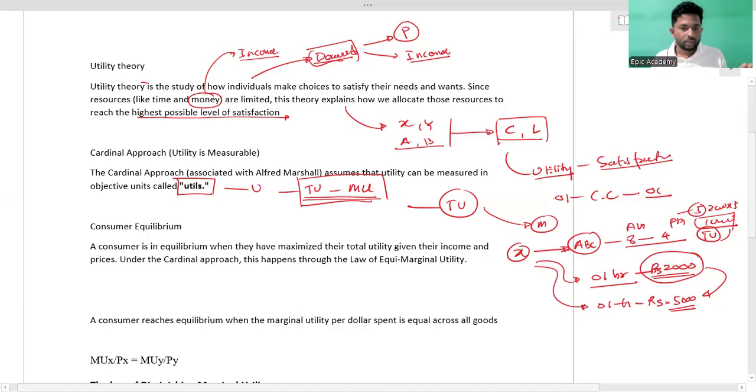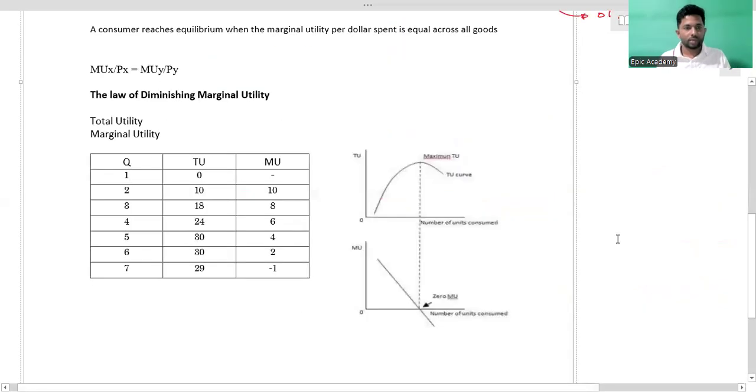Just look at the discrete case. These are assumed values. This Q represents the quantity of consumption. If this person consumes only one commodity, the utility is 0. There's no utility. If they consume two commodities, the total utility becomes 10. If they consume three commodities, the total utility becomes 80.